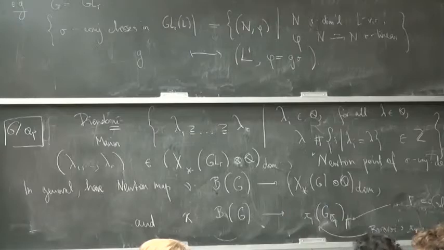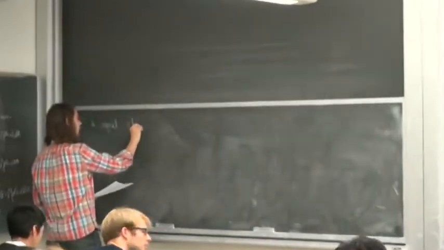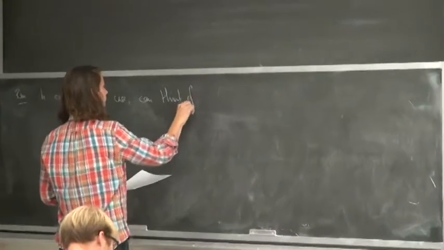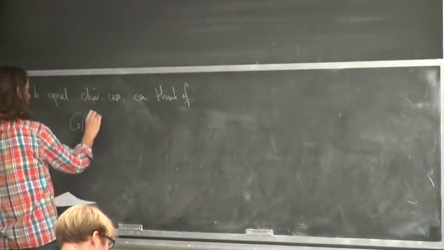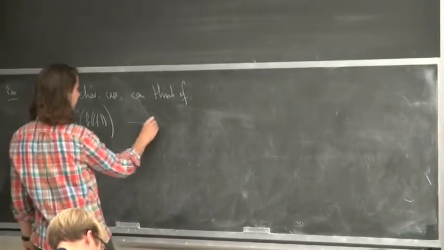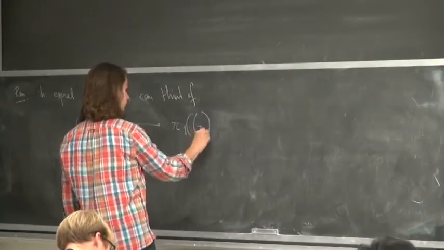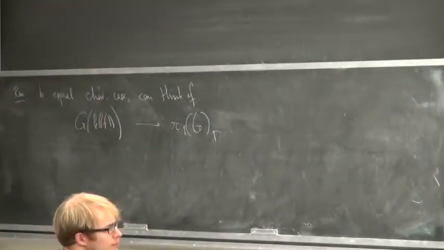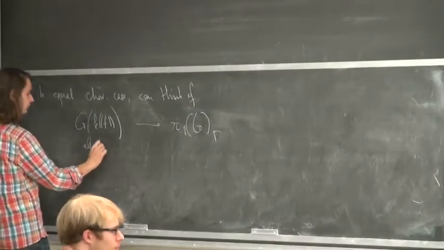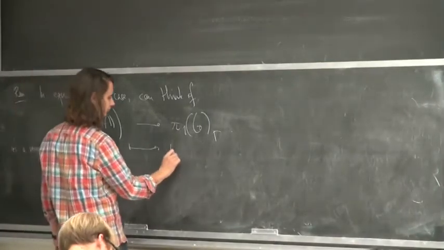So, I guess one way to think about this second map, known as the Kottwitz invariant, is that in the equal character case, you can think of the map which goes from Laurent series valued points of G to pi 1 of G co-invariants under gamma as a map which takes an algebraic loop and maps it to a topological loop.